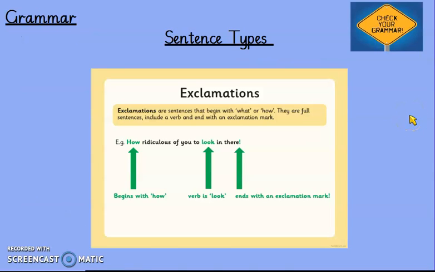Okay, so grammar this week is looking at different sentence types. So two different types. We're looking at exclamation sentences and question sentences. Now, exclamation sentences begin with what or how. They're a full sentence. They include a verb and they end with an exclamation mark. Now I'm going to draw it because it doesn't really show well. So hopefully, okay, that shows you. That is what an exclamation mark is. And we use an exclamation mark to show or express excitement, anger, shock, or when you're wondering or in awe of something.